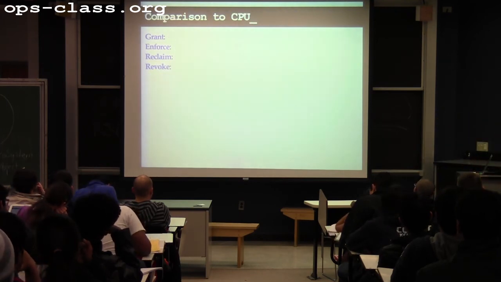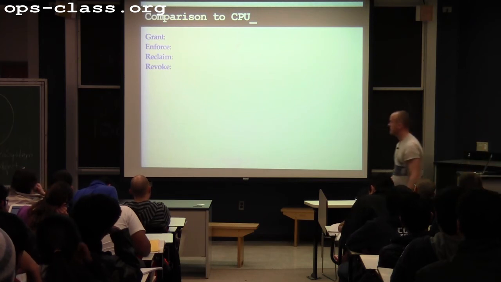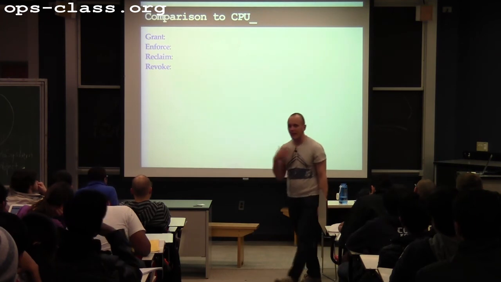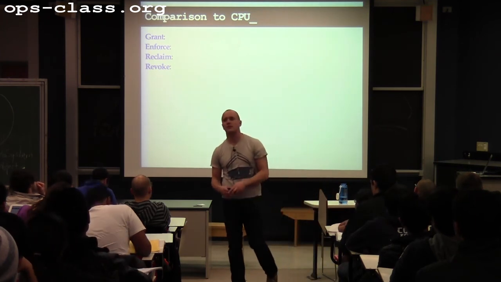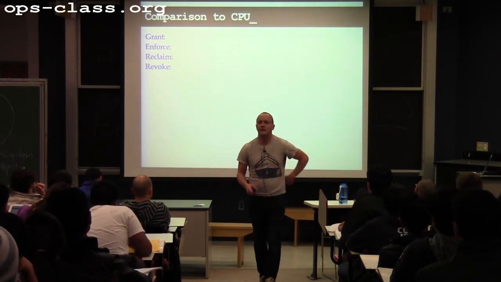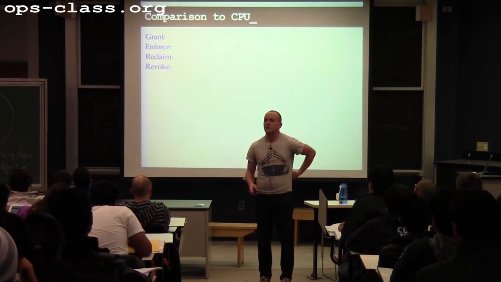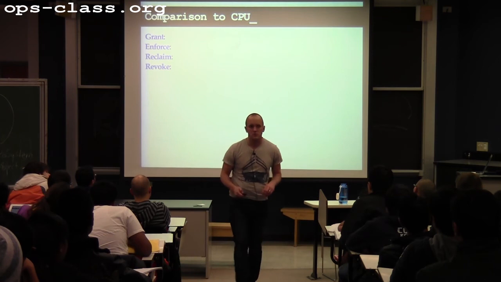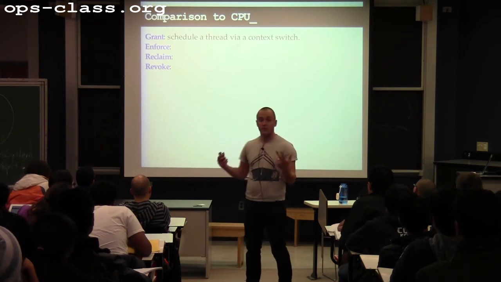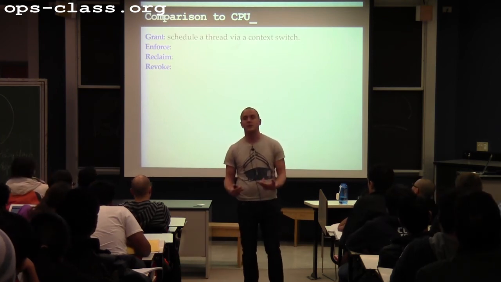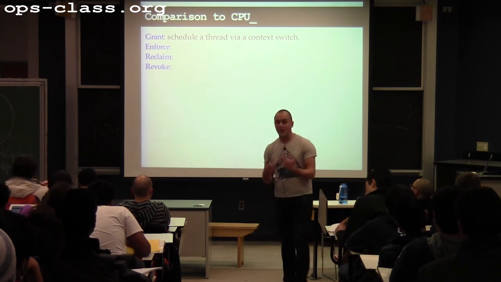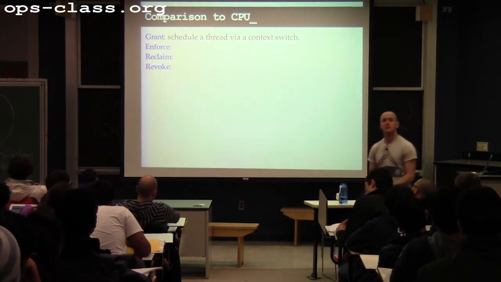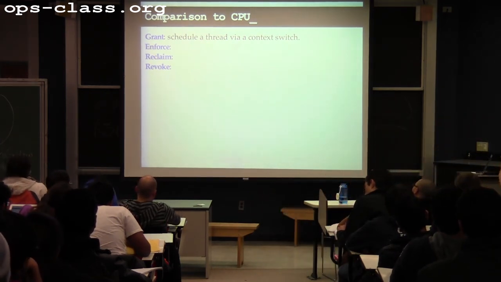So what are the analogies here with our CPU? We've just finished the CPU unit, so this is good review. What's the mechanism we use to grant the CPU? Schedule a thread. I use a context switch to reclaim the resource, and then I grant it to the process.